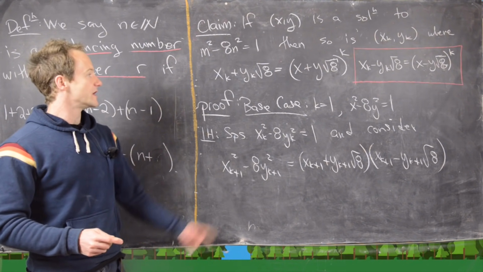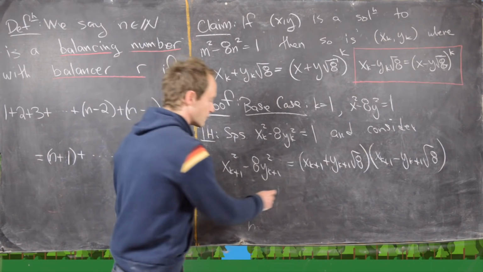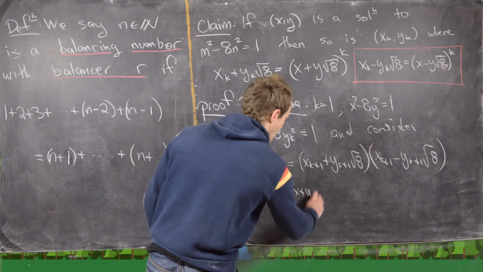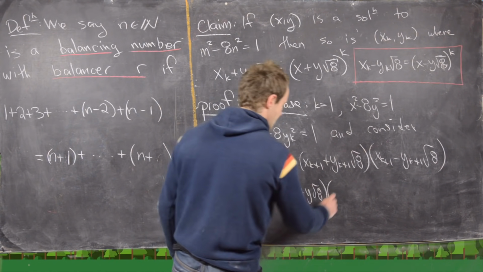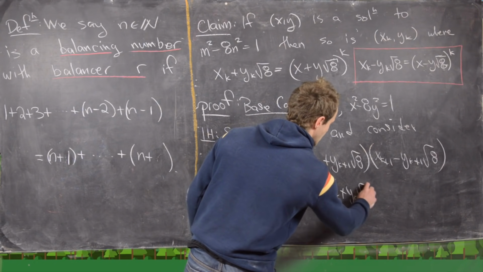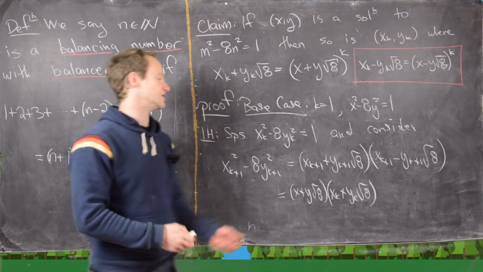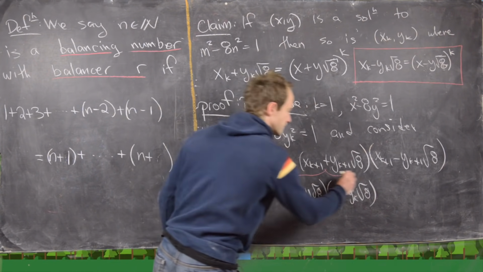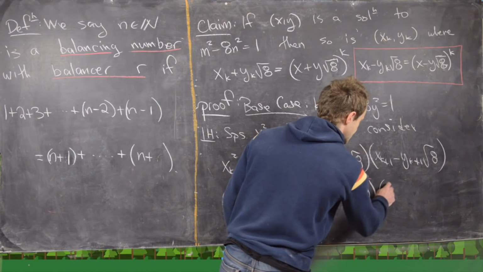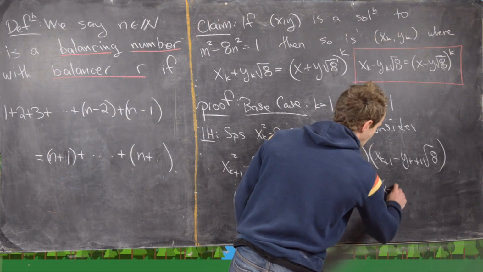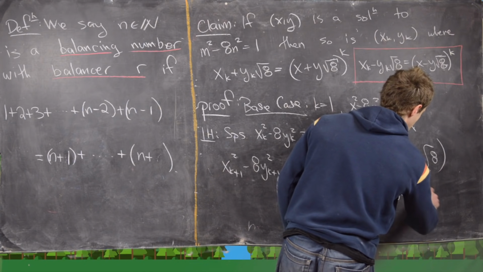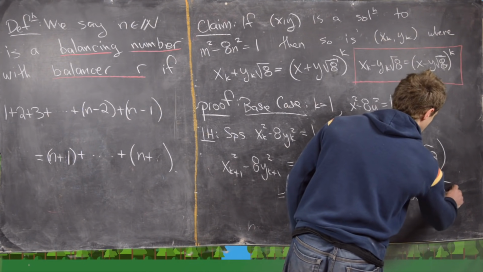But now, notice that by this equation, we can write this in the following way. So we can write this as x plus y root 8 times xk plus yk root 8. So that's what we can do to this first term. Good. And then to the second term, we can do something similar. So this is x minus y root 8. And then this is xk minus yk root 8.